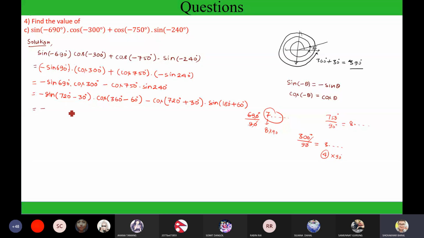Sine 720 minus 30. Okay, 720 minus 30 can be written as sine 720, as I told earlier, it is 8 into 90. 8 into 90 minus 30 degree. You can directly, without writing this step, skip it and come here. So 8 into 90 degree minus 30, cos 4 into 90 degree minus 60 degree, minus cos 8 into 90 degree plus 30 degree. Similarly, sine 2 into 90 degree plus 60 degree. Let me erase the things here.